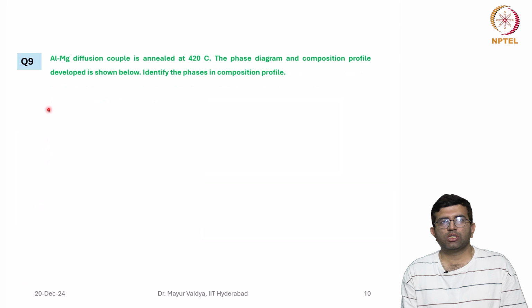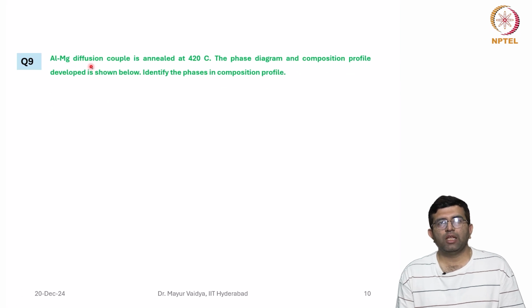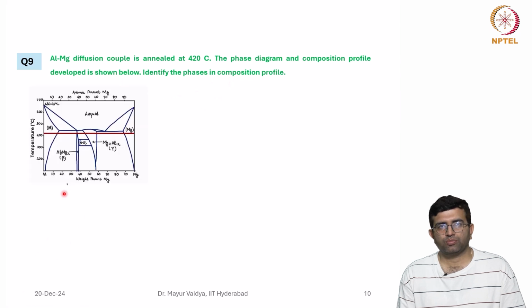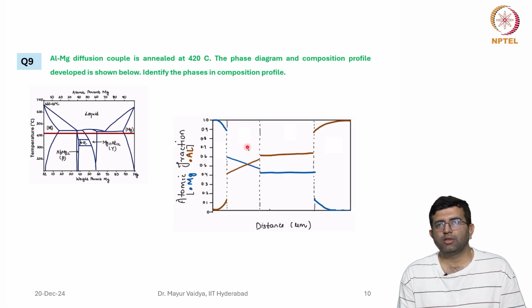So the next question: an aluminum-magnesium diffusion couple is annealed at 420 degrees centigrade. The phase diagram and the composition profile are shown below, and you have to identify the phases in the composition profile. So this is the magnesium-aluminum phase diagram, and this is the composition profile that is given. The blue color is magnesium, and the brown color is aluminum.